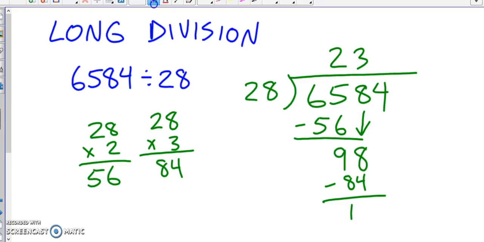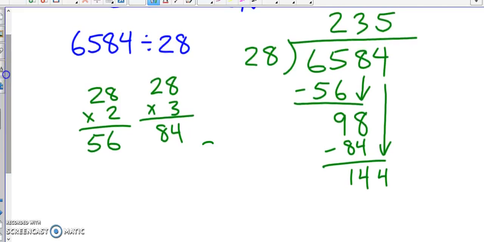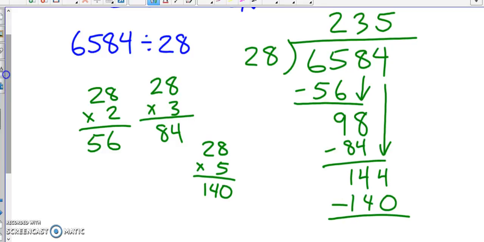And then this becomes 14. Bring down this 4. And how many times does 28 go into 144? That would be 5 times. So 28 times 5 is 140. So I put 140 here, subtract, and I get 4. And 28 does not go into 4, and I'm out of dividend, if you will.